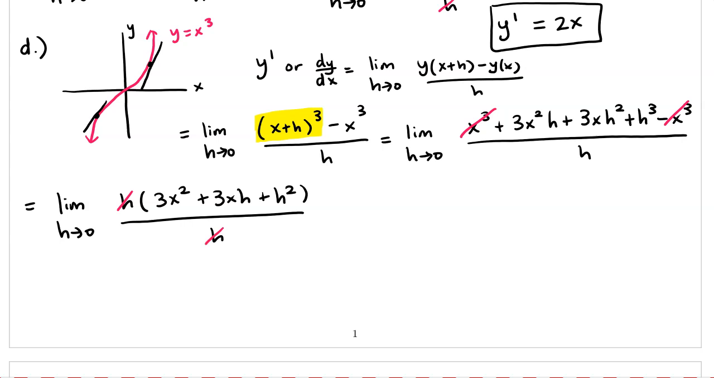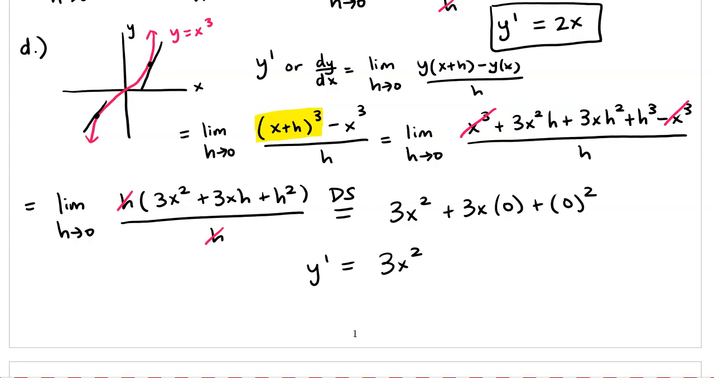From here we can divide out the h's in the numerator and the denominator, and now we can use direct substitution. We would get 3x squared plus 3x times 0 plus 0 squared, which if we simplify, we just get 3x squared. So this is our derivative function for y equals x cubed.